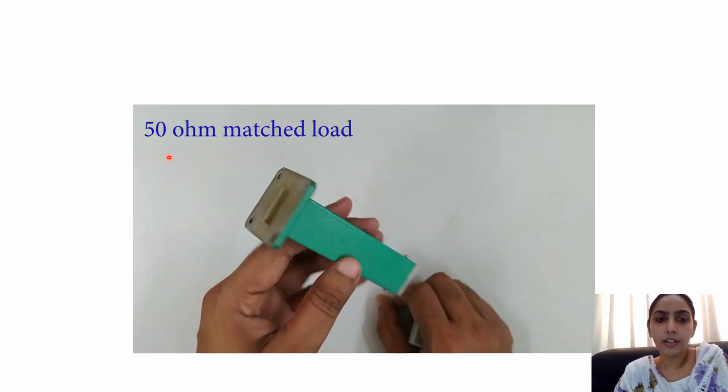Again, there is a 50 ohm matched load in the laboratory. The matched load we use to terminate the waveguide when we do not want any type of reflections. A matched section is placed inside the waveguide. So we terminate the waveguide with this matched load to avoid any further reflection.